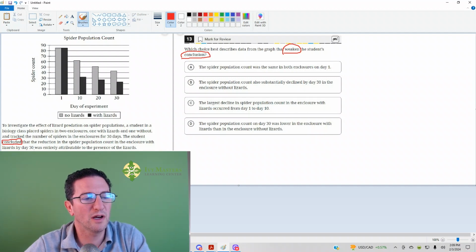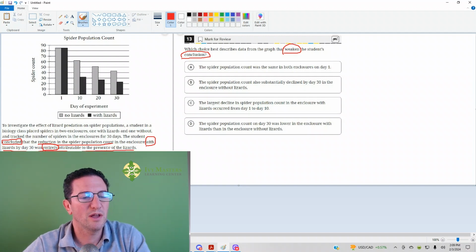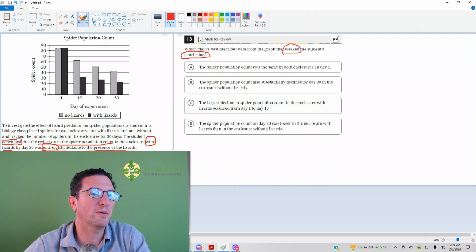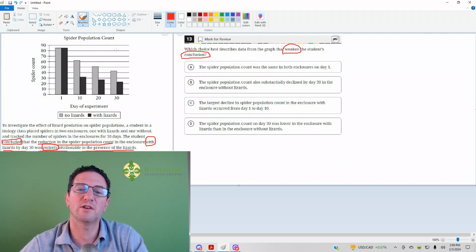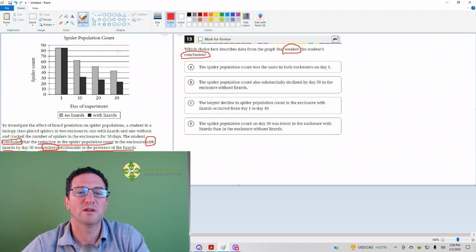The student concluded that the reduction in spider population count in the enclosures with lizards by day 30 was entirely attributable to the presence of lizards. So if it's entirely attributable to the presence of lizards, then if there's no lizards there, I would expect, let's say the spider count is about 85 over here, I would expect the spider count to still be 85 where there's no lizards, but that's not the case. So what did I just do? I anticipated the answer. Let's go to the answer choices.